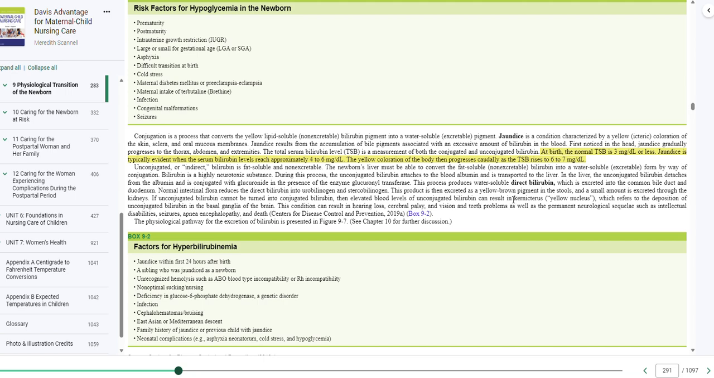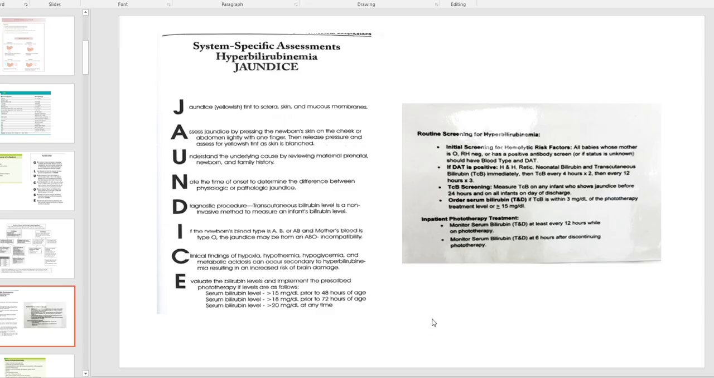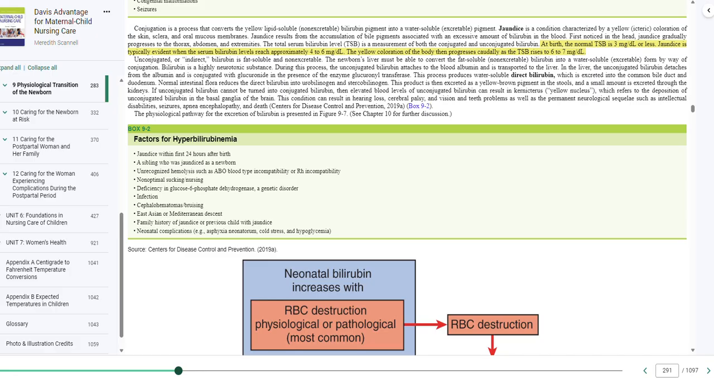Be familiar with this term as well and the disposition of it, okay? And there are some factors listed here for hyperbilirubinemia. All right. This is a routine screening from Archbold as well, and how they screen for hyperbilirubinemia, just to look at all of this. The phototherapy treatment, when they start treating, they start treating with a level of 15 or greater. Okay.